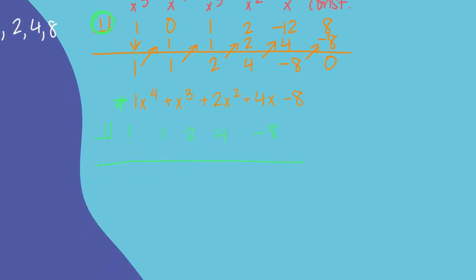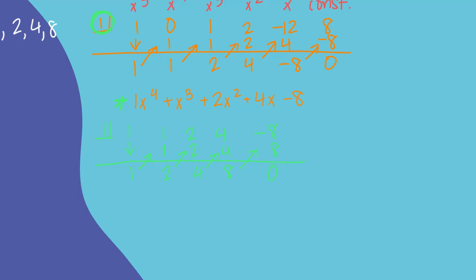Going ahead using my synthetic division, bringing my 1 down. 1 times 1 is 1. 1 plus 1 is 2. 2 times 1 is 2. 2 plus 2 is 4. 4 times 1 is 4. 4 plus 4 is 8. And then I'm going to get positive 8.